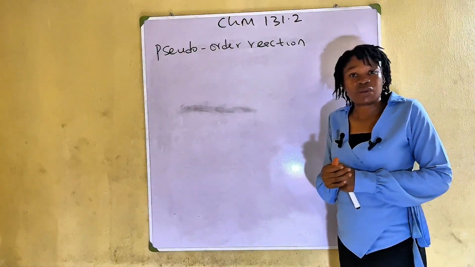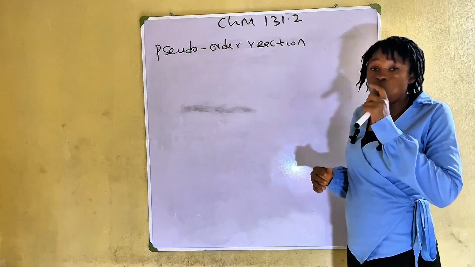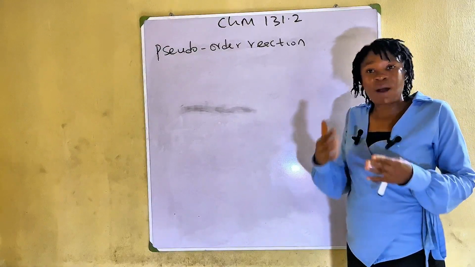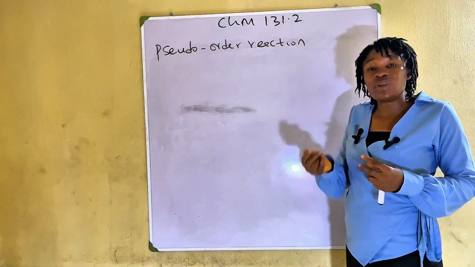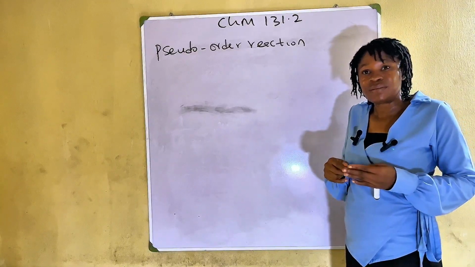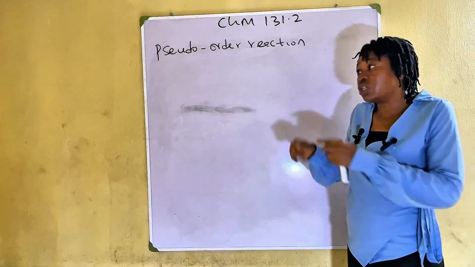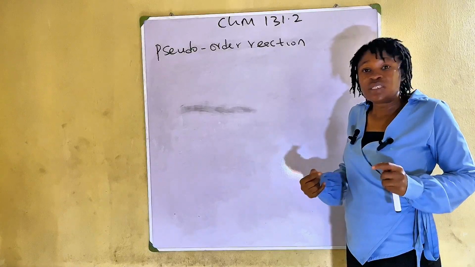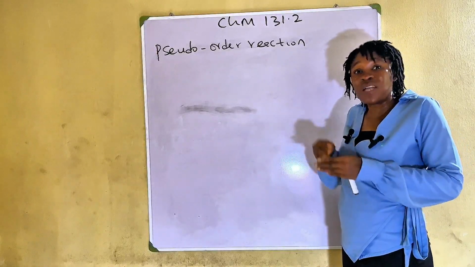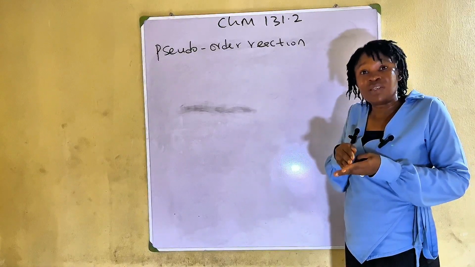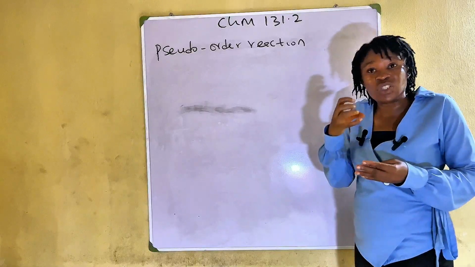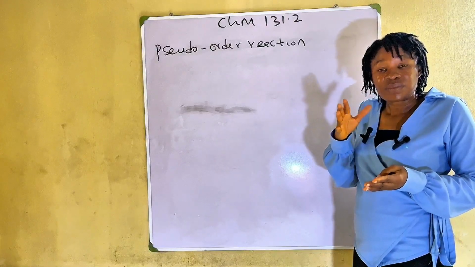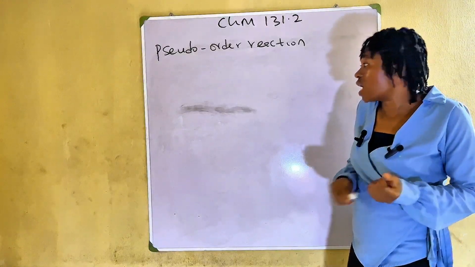What's a pseudo order reaction? A pseudo order reaction is a reaction in which one of the reactants is in excess amount, such that the rate is independent of the concentration of that reactant which is in excess amount. Instead, the rate depends on the reactant that's in small amount. That's what we call the limiting reagent.